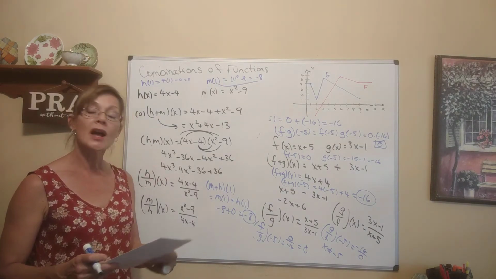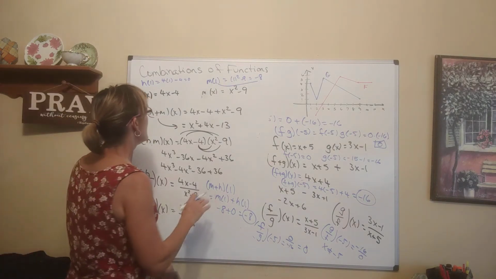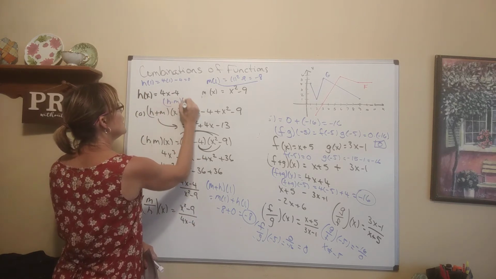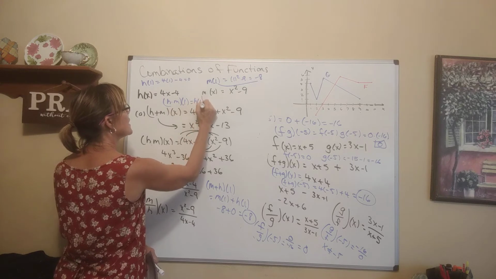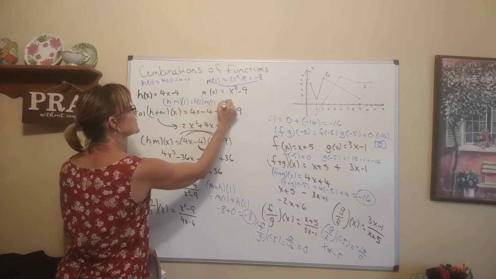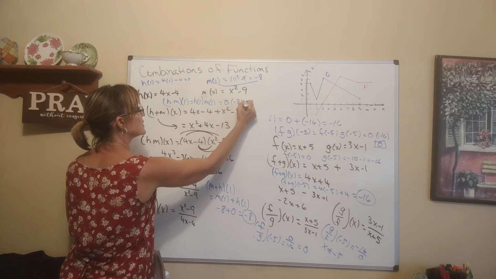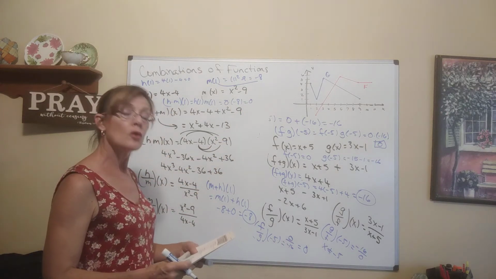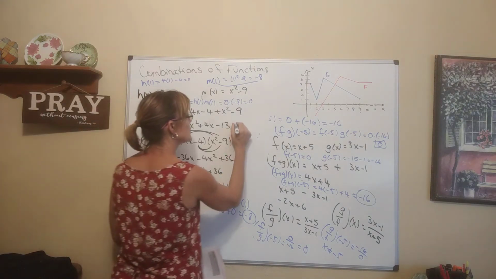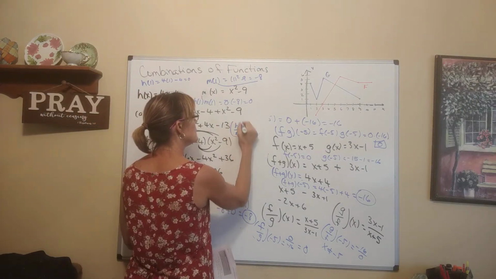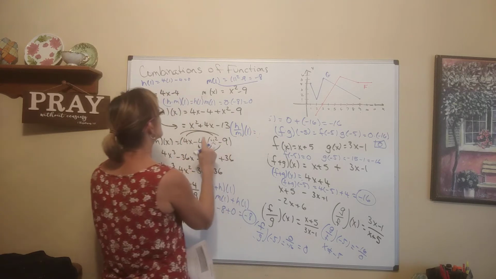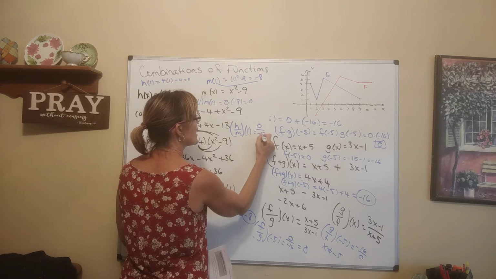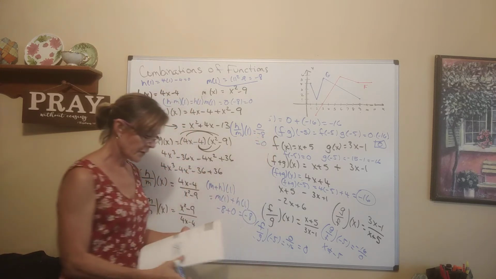What about h times m of 1? Okay, h times m of 1. h times m of 1 is h of 1 times m of 1, which is 0 times negative 8, which is 0. Okay? What about h over m of 1? h over m of 1 is, h of 1 is 0, m of 1 is negative 8, and this gives me a 0. All right.